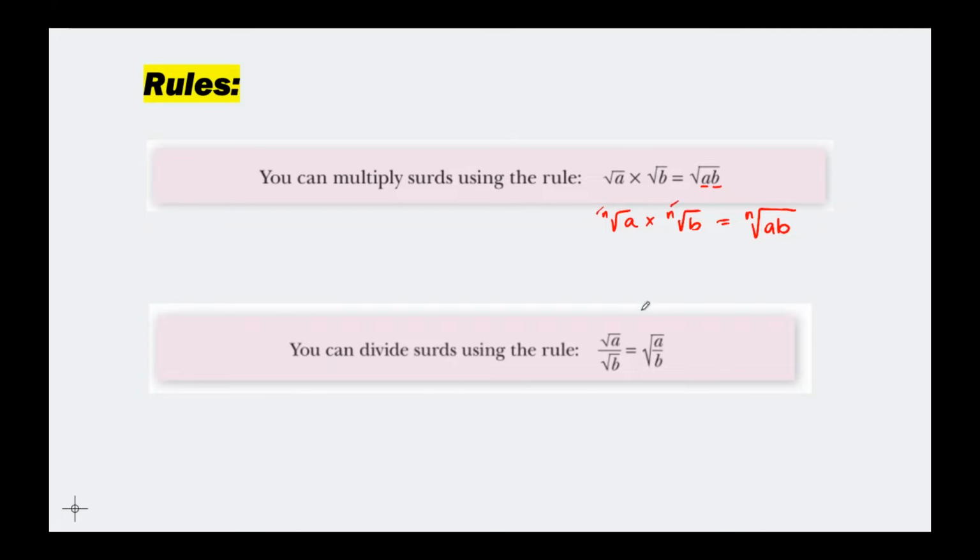The same goes for division of surds. This is only applicable if the index are also the same. So when you divide, nth root of A divided by nth root of B gives you the nth root of A divided by B. So take note of these rules.